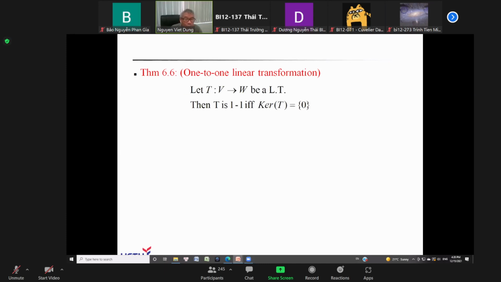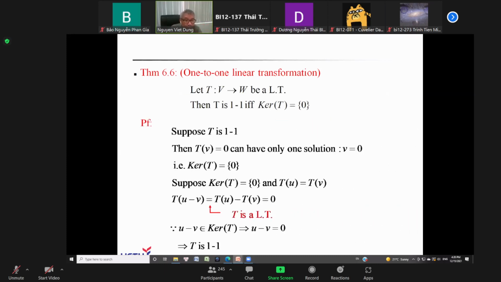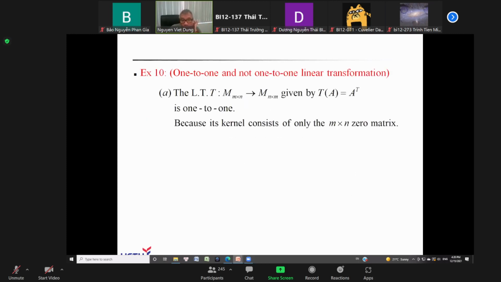That is, we have a criterion to verify if a linear transformation is one-to-one or not. It is explained in the slide. And here are some examples: examples of a linear transformation which is one-to-one and some other which is not one-to-one.